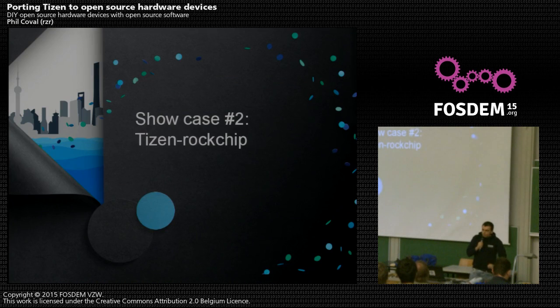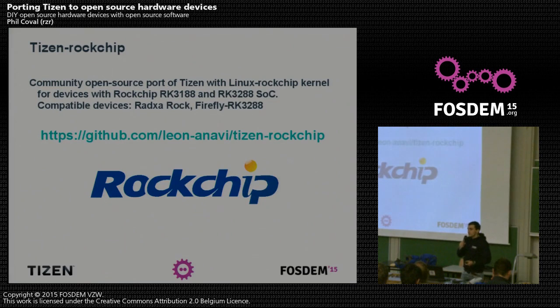So we're moving to the second showcase, and it's called Tizen Rockchip. Rockchip is another Chinese company making systems on a chip. These are low-cost and powerful systems on a chip. Tizen Common runs on a couple of their platforms: RK3188, this is for the Radxa Rock, and RK3288 for the Firefly.